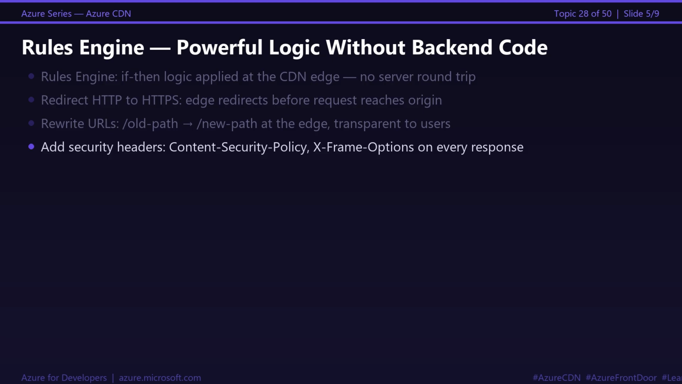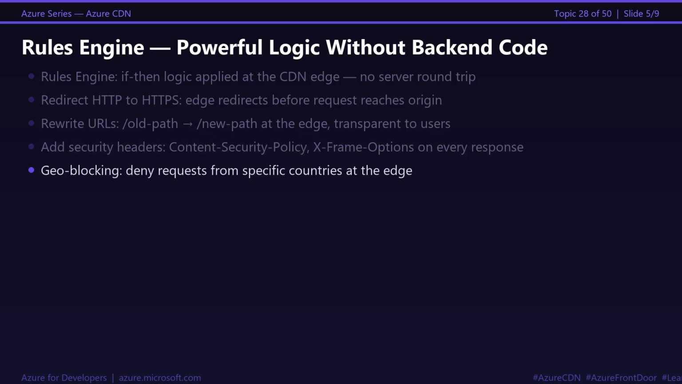Geo-restriction. Legal requirement to block content in certain countries. Rule: if country equals X, return 403. Applied at the edge globally. Your backend never sees those requests. All of this without writing a single line of backend code.